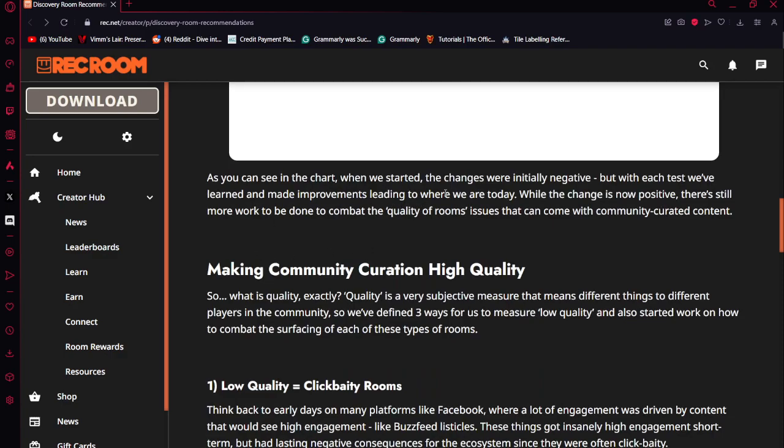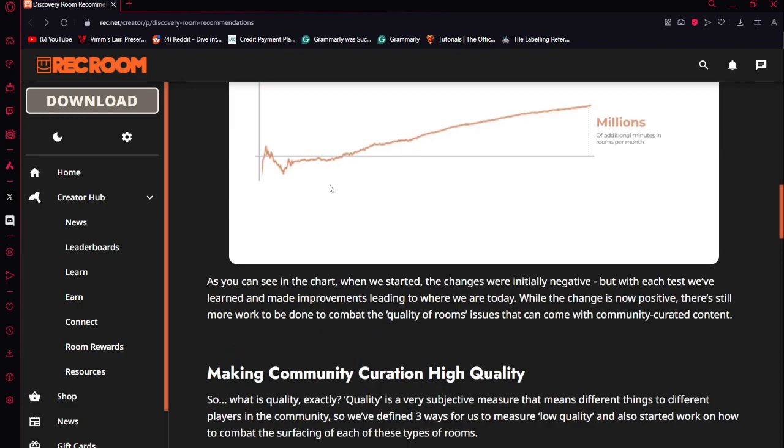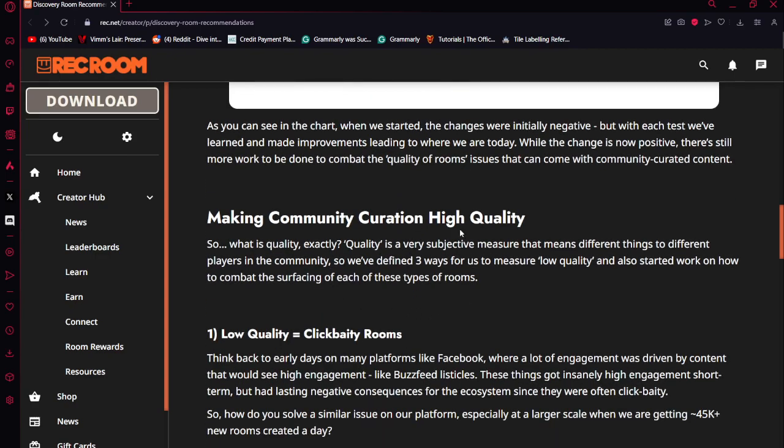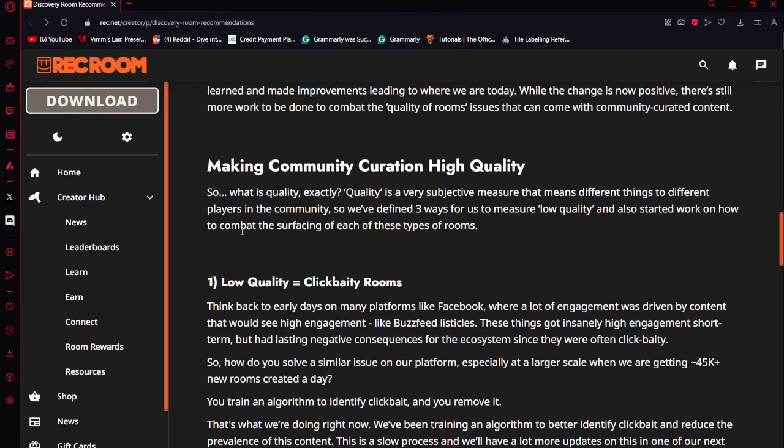Okay, we started. Changes were initially negative. Yeah, they were below, but with each test, we've learned and made improvements, leading to where we are today. Well, the change is now positive. Still more work to be done to combat the quality of rooms, making community curation high quality. So, what is exactly quality?